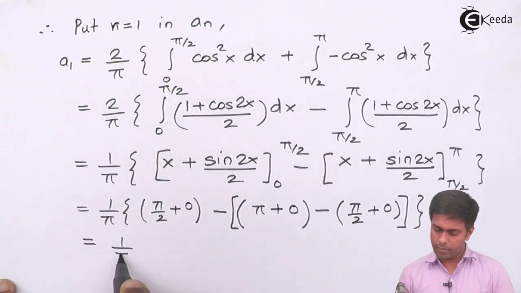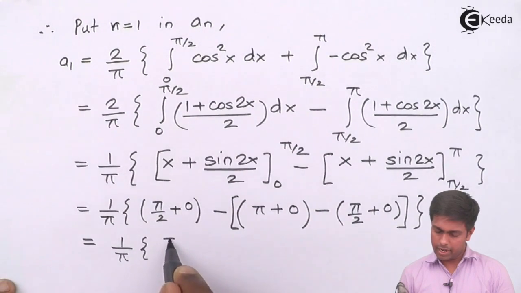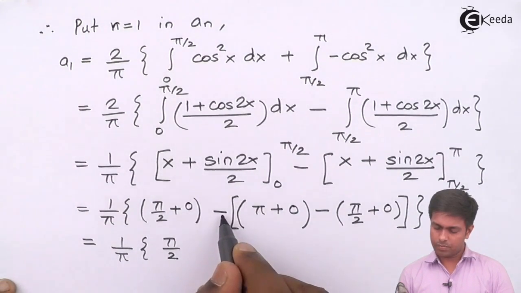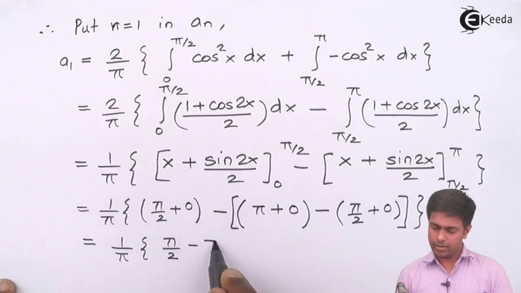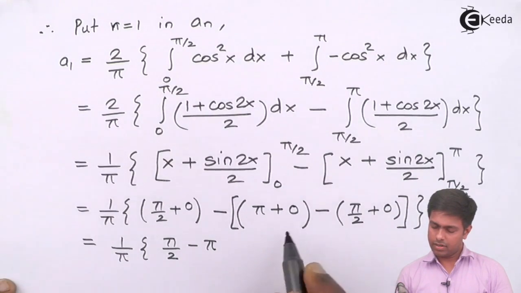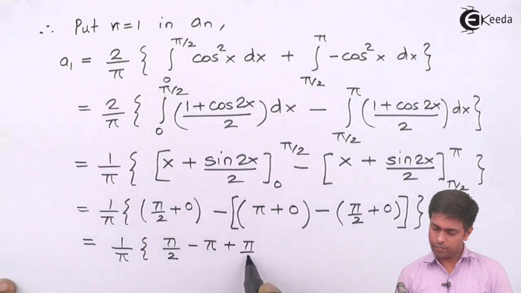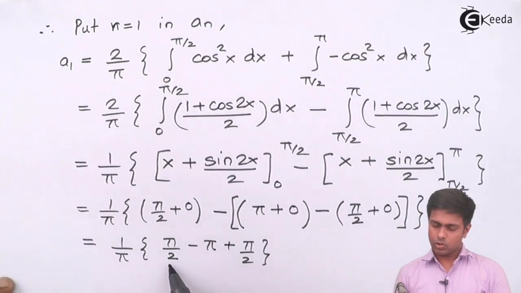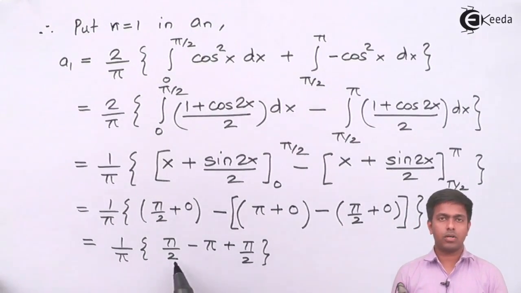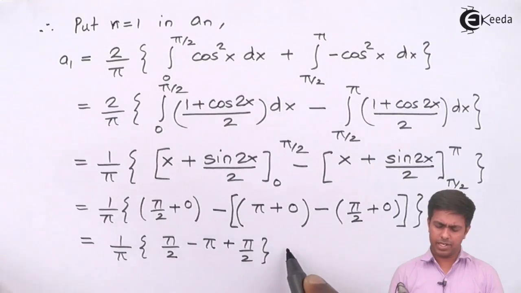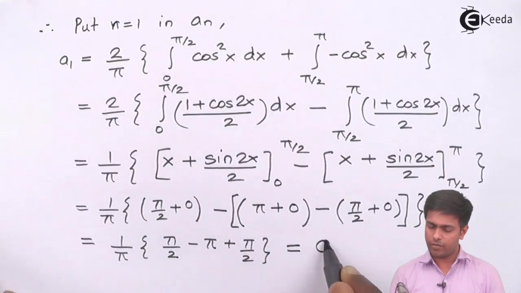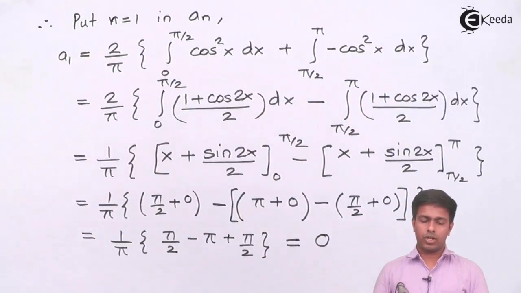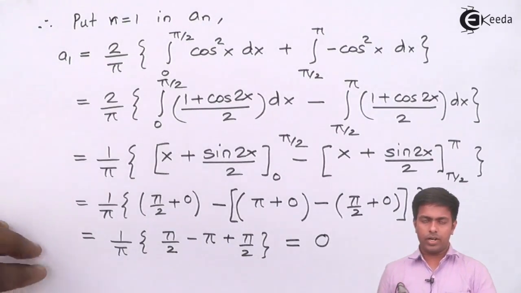So here we will get 1 by pi in the bracket, pi upon 2. Due to this negative sign, we'll get minus pi, and negative negative is positive pi upon 2. So pi by 2 and pi by 2, addition of that is pi, and minus pi is 0. So we will get the value of a1 as 0. So guys, we got a1 as 0. Now let's find out bn.